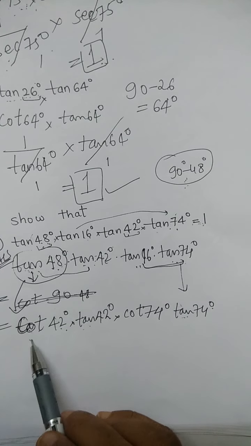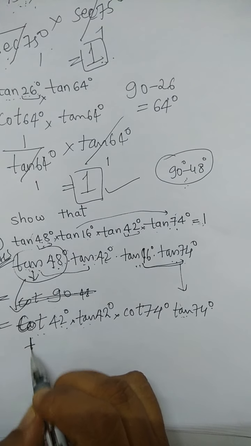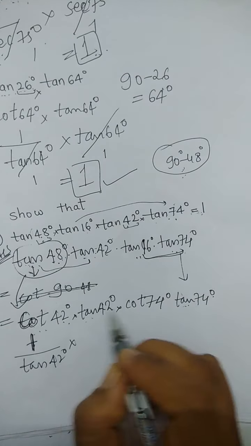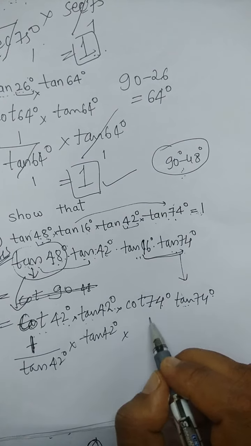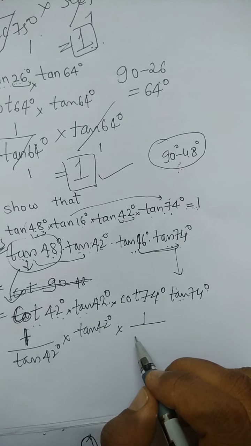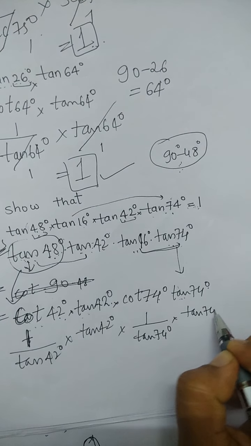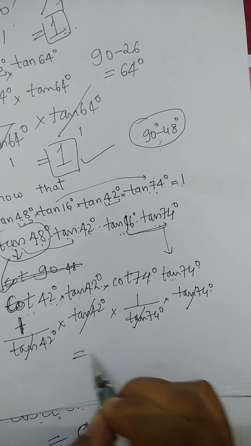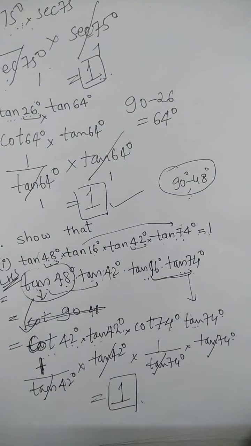Now, what is the multiplicative inverse of cot 42 degree? Yes, 1 upon tan 42 degree, into this tan 42 degree, into cot 74 degree. The reciprocal is 1 upon tan 74 degree, into tan 74 degree. So tan 42 cancels, this also cancels, 1 into 1. The answer is 1. In this way you have to solve such problems. I hope everybody understood. Very good.